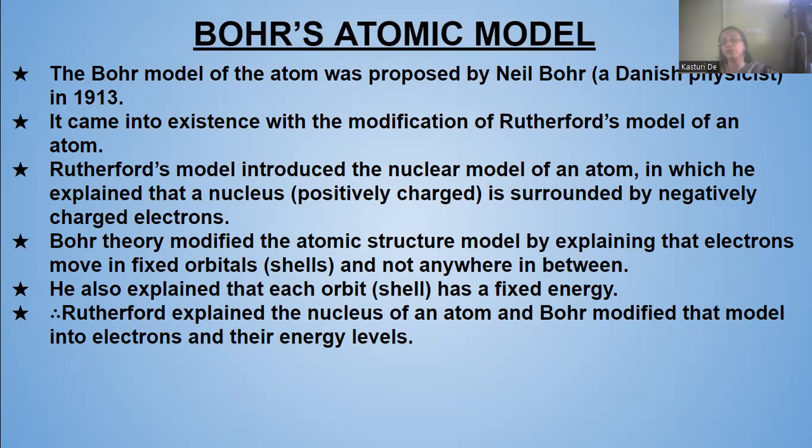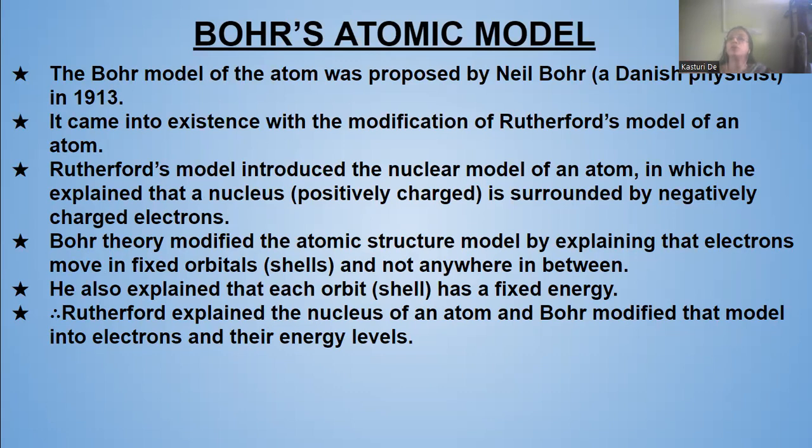Rutherford's model introduced the nuclear model of an atom, in which he explained the nucleus is positively charged and is surrounded by negatively charged electrons. But Bohr's theory modified the atomic structure model by explaining that electrons move in fixed orbitals or shells and not anywhere in between.